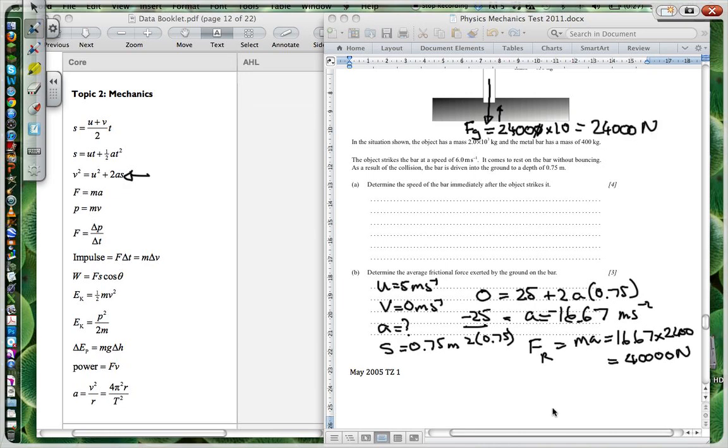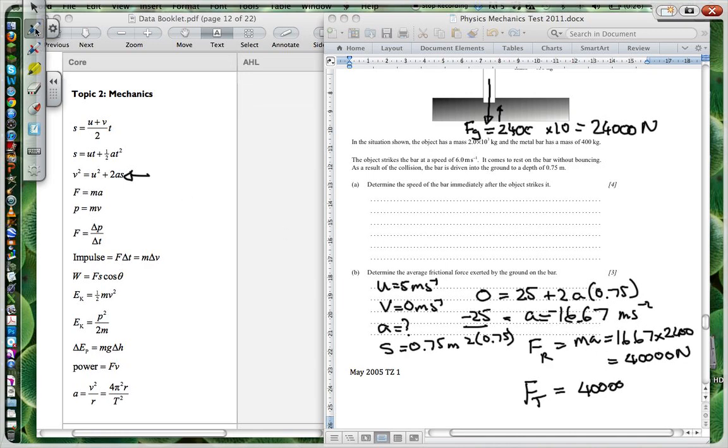So to get the total force, the total resistive force, F total, would actually have to be 40,000. Why am I putting 400,000? I'm really getting my zeros mixed up here. So it's going to be 40,000. Let me just take out this one over there. Yeah, so let me just take this one over here out also.